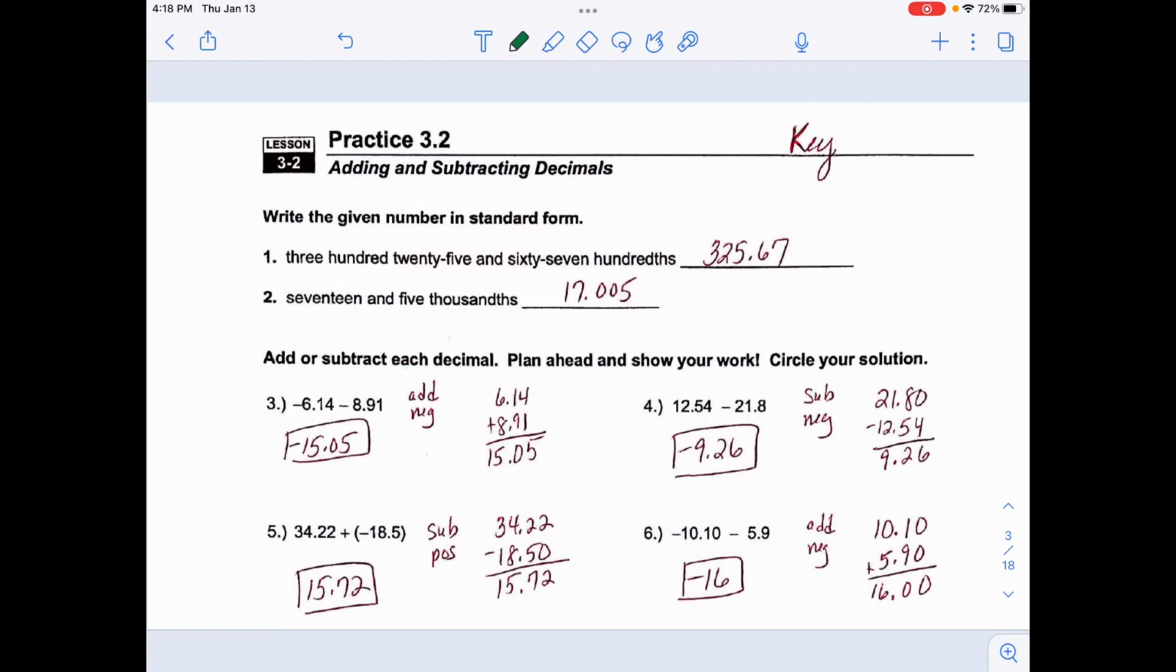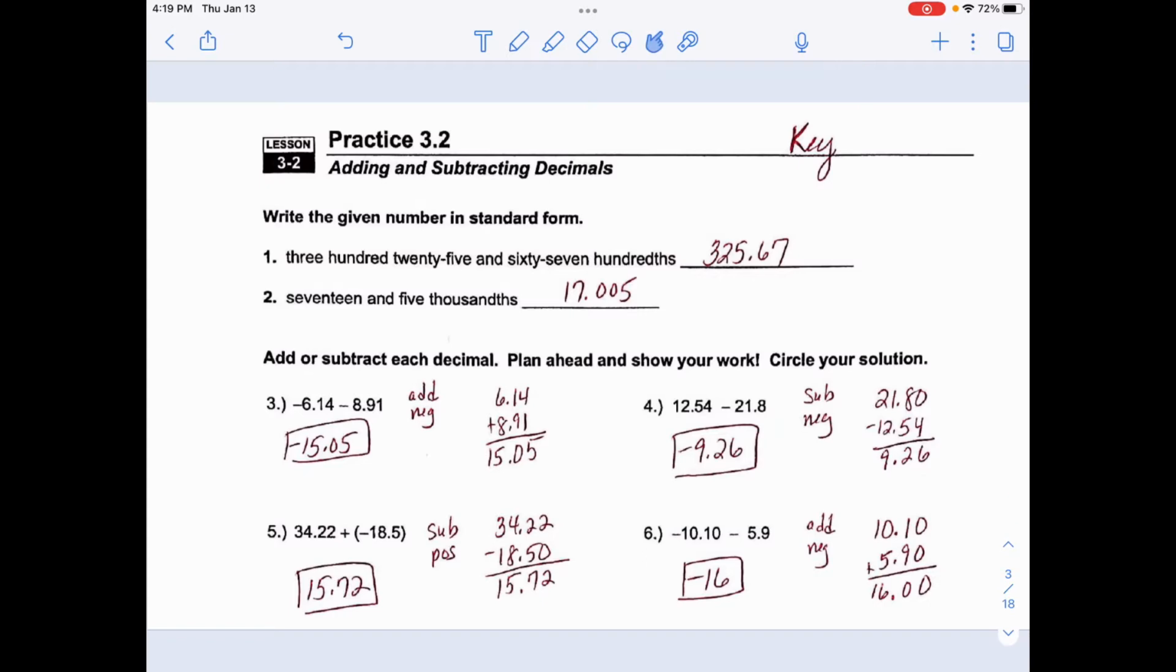In number 4, you should have subtracted. Your answer should have been negative, and you have negative 9 and 26 hundredths. For number 5, you should have subtracted. Your answer should have been positive, and your final answer is 15 and 72 hundredths. And for number 6, you should have added, and your answer should have been negative 16. If you had any additional zeros, so for instance, if you had negative 16.00, keep in mind those are equivalent, all right? So either of those answers would work.